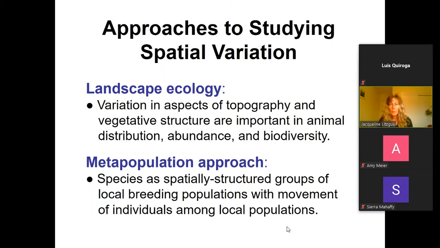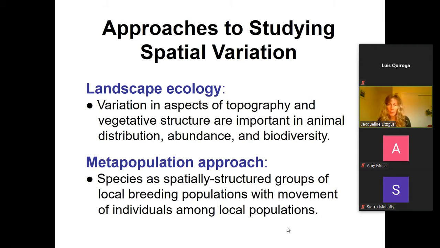There are two general ways that we can study spatial variation, two approaches to studying this variation in spatial dispersion. The first one is landscape ecology. This is determining how variation in certain aspects of the physical structure of the environment, like topography, and also living components like vegetative structure in an area, are important in terms of animal distribution, abundance, and the diversity of different animals that might be there, right? So this is really, as it says, a landscape approach.